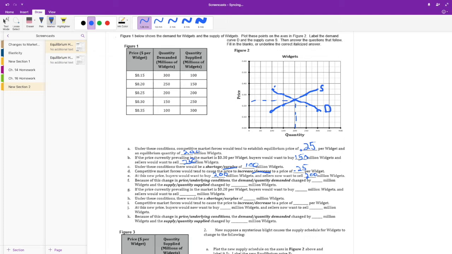Now, F. Because of this change in price, we don't have an entirely new curve, okay? The curve isn't shifting here, so that's a change in price. The quantity demanded changed by 50 million, and the quantity supplied changed by 50 million, okay? So that's kind of the first step in this process. Now, I'm going to leave the second set to you.